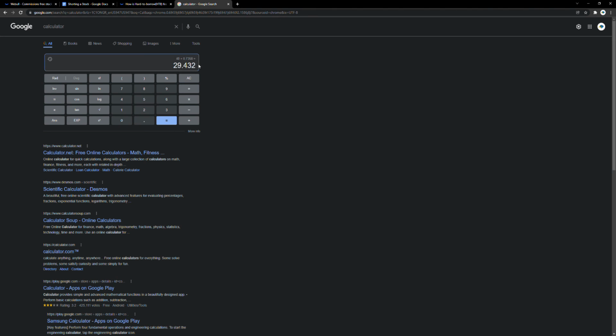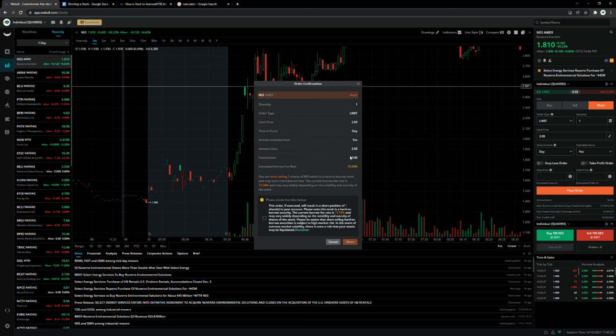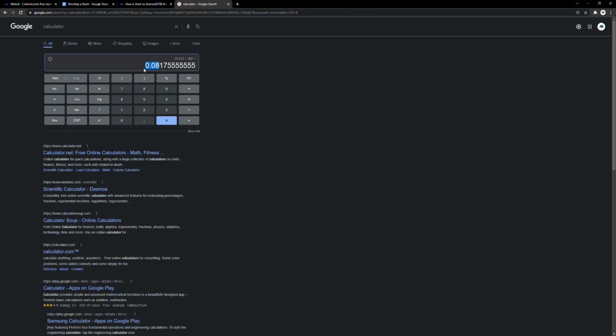If I was going to short this for at least a year, I would be paying $29.43. That would be my fee to trade this over the year. If I want to see my daily fee, I can divide that by the 360 days in the year, and that comes out to 0.08. So I'm only paying 8 cents to scalp this. That's what I paid today, 8 cents. 73% sounds like a lot, but in reality, I'm only paying 8 cents.